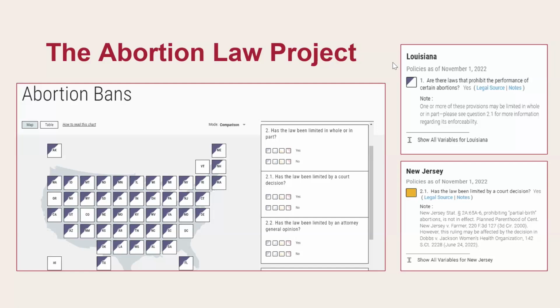So first up is the abortion bans dataset within the Abortion Law Project database. On the left side of the screen, you can see that our case law questions asked, has the law been limited in whole or in part? And has the law been limited by a court decision? In collaboration with our research partners, our team decided to code both questions yes, where there was a relevant court opinion affecting the enforceability of one or more of the variables coded elsewhere in the dataset. A brief summary of the opinion's ruling, including which provisions exactly were affected by the ruling, were captured in a caution note attached to question 2.1.